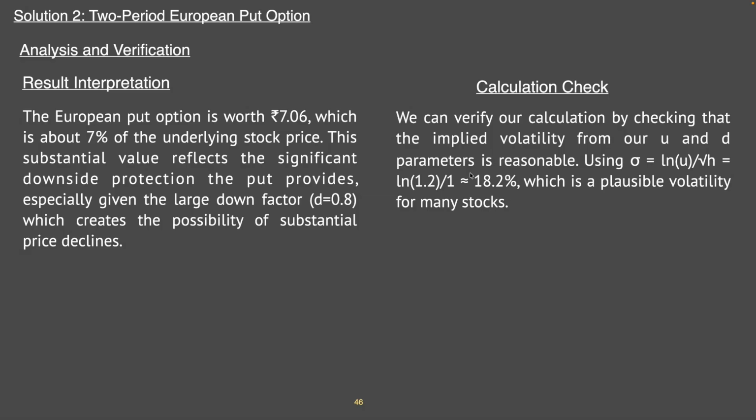See, 18.2% historical volatility or implied volatility of a stock is quite reasonable. So this is how we verify our result using the binomial mathematical model.